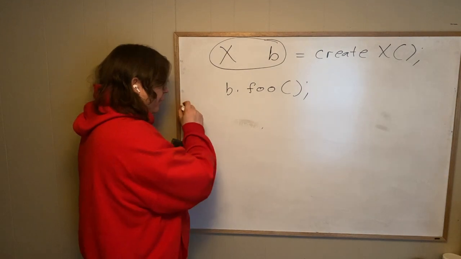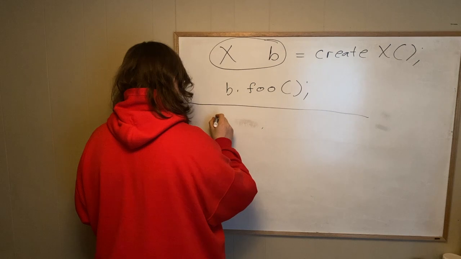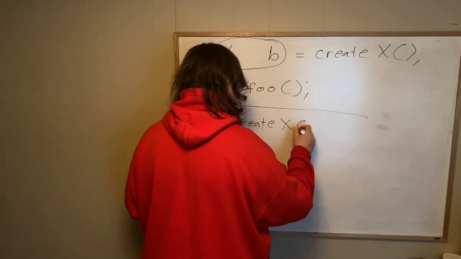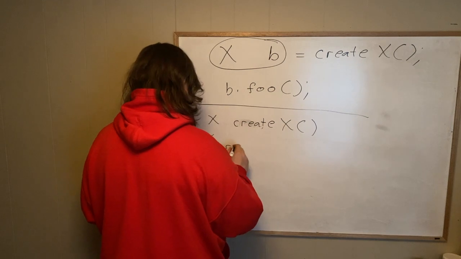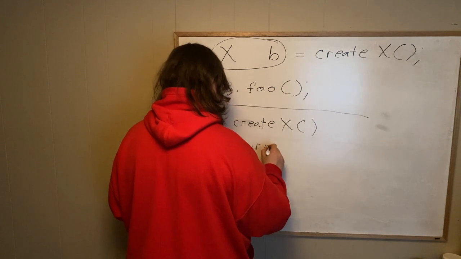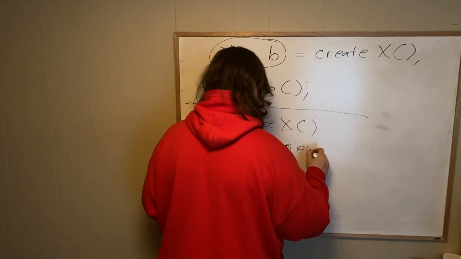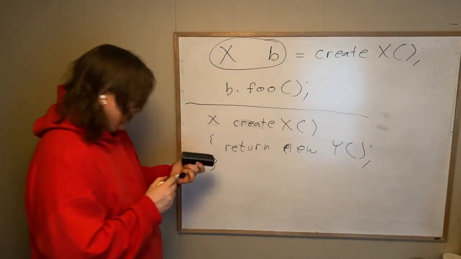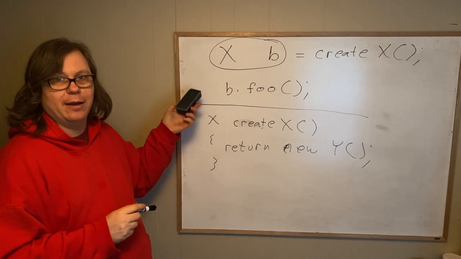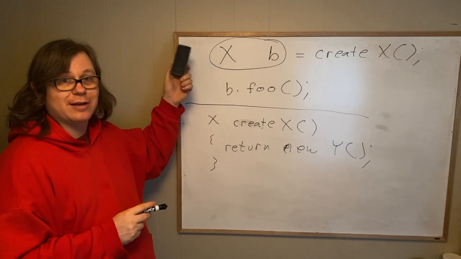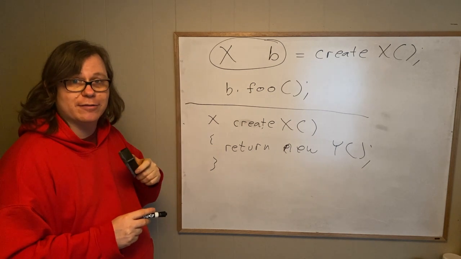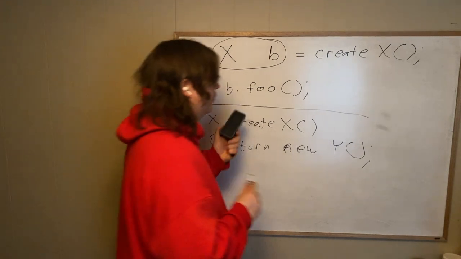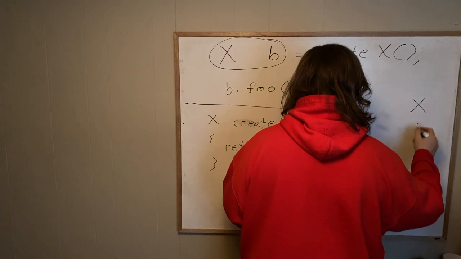If we look at create x, now what can x be? Well, it can be an interface, an abstract class, or a concrete class. It can't be a final class because our hierarchy looks like this.